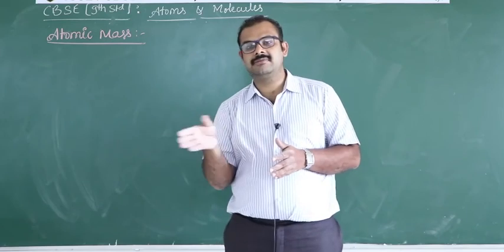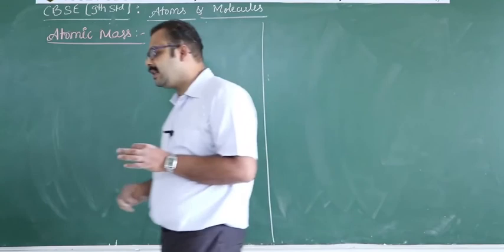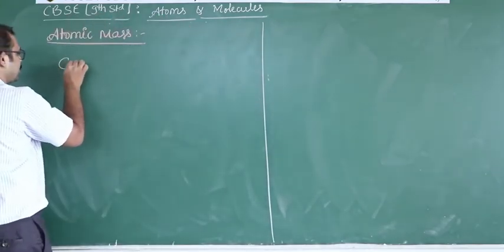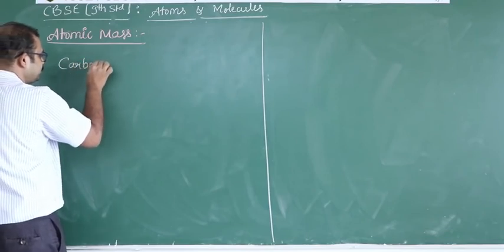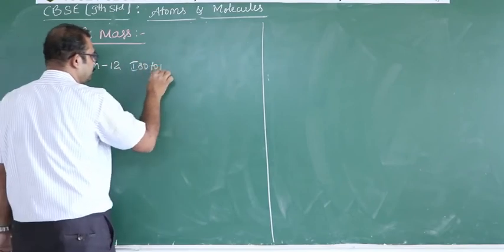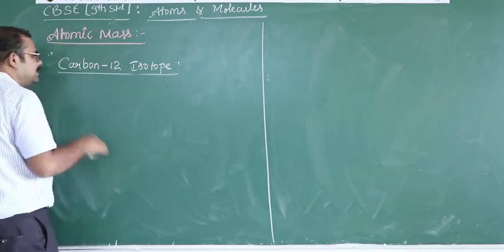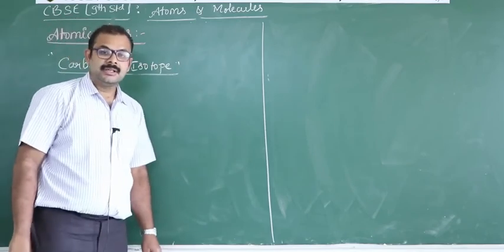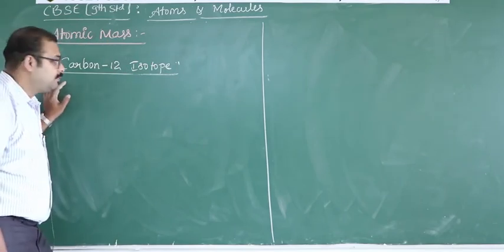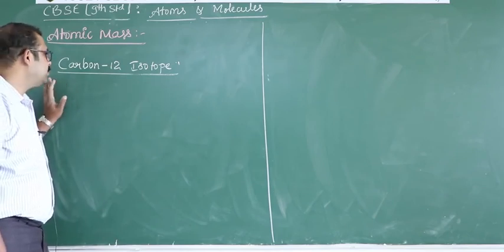Again, this method was also discarded. Finally, they chose the carbon-12 isotope as a standard mass. Carbon-12 isotope was chosen as the standard atomic mass. As a standard atomic mass means, while comparing the mass of any atom, we have to compare it with the mass of the carbon-12 isotope.